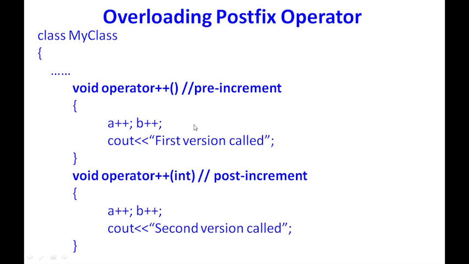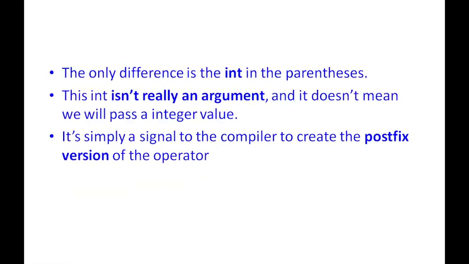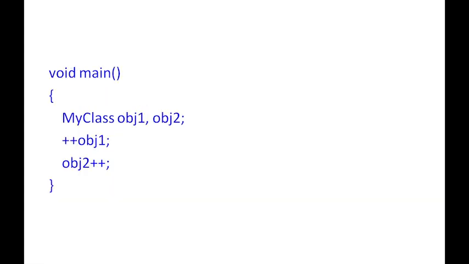The same way you can also overload the decrement operators. Both pre decrement and post decrement can follow the same syntax. So now we are able to make use of both versions of the overloading. When I call plus plus obj1, it goes to the version without an integer argument, whereas when I call obj2 plus plus, it goes to the second version which takes an integer argument.